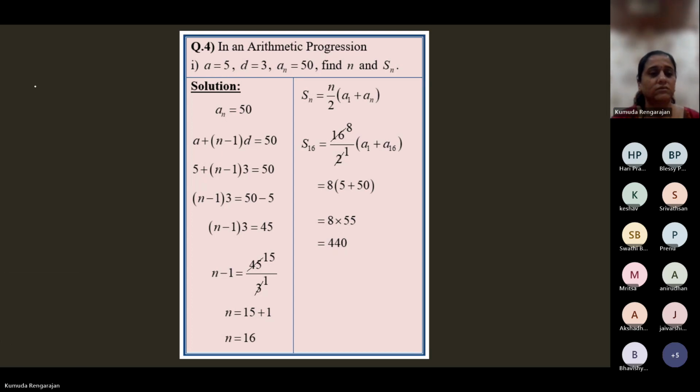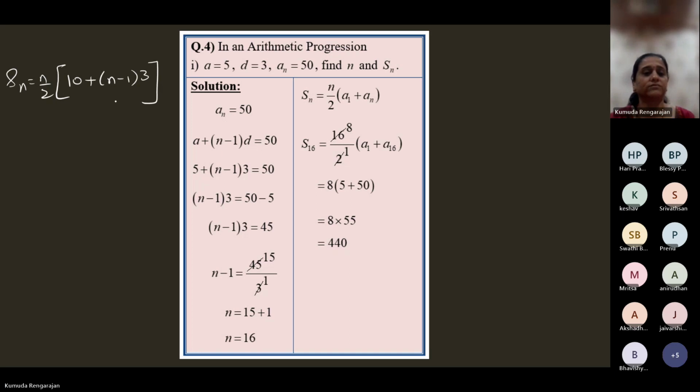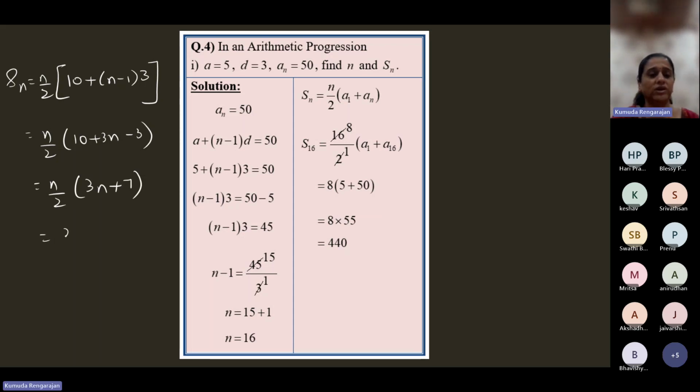Sn is equal to N by 2 of the first term 5 plus the last term An, which you have to find. Or you can use this formula: N by 2 of 2A plus N minus 1 into D. N by 2 of 2A, 2 into 5, 10, plus N minus 1 into D, 3. So N by 2 into 10 plus 3N minus 3. N by 2 into 3N plus 7. So it is 3N squared by 2 plus 7N by 2.